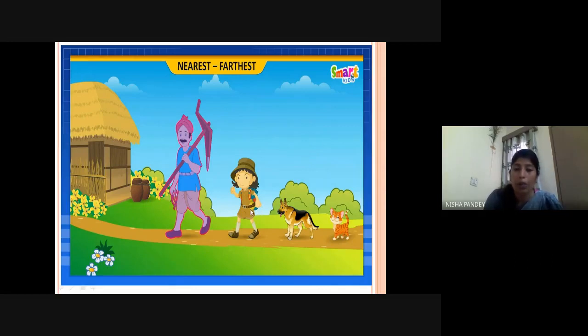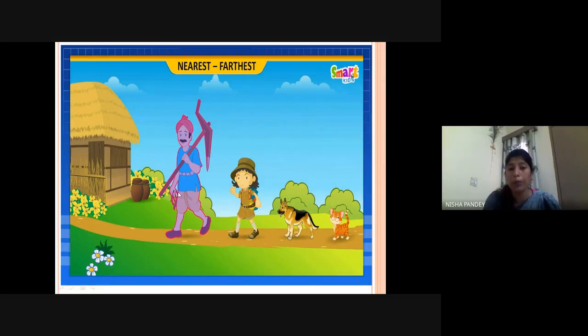What about the farthest one, children? So see, farthest means very far, very away from any object, from us, or here we are talking about the hut. So who is very far from this hut? This small cat is very far. As you can see, if you come out from this hut, first you will meet this man, so it is nearest here, and second this girl, third this dog, and the last one is the cat. So it is very far, and we can say here it is farthest from the hut.